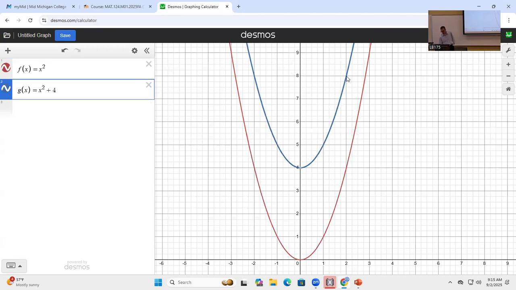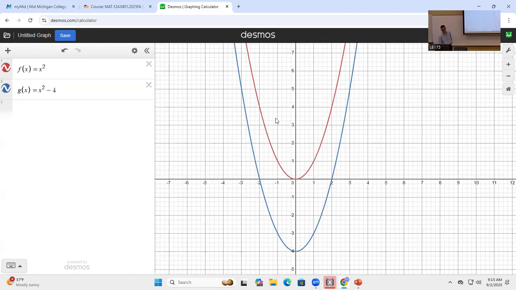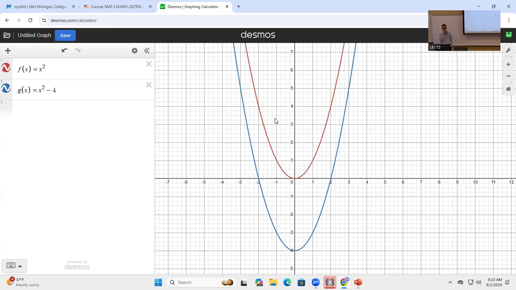So by adding 4, we've shifted all of the outputs, all of the y values, we've added 4 to. What used to be a point on the parabola now is the point where we've added 4 to the y value. That's what happens when you add. When you subtract, it works the exact opposite direction. So if you add a positive number, you shift up. You add a negative number, shift down. Every point on the parabola gets shifted.